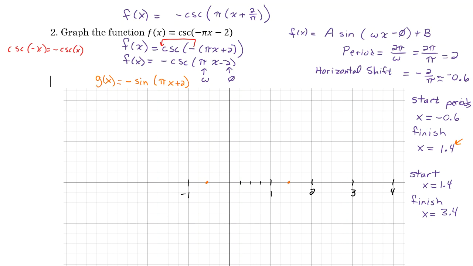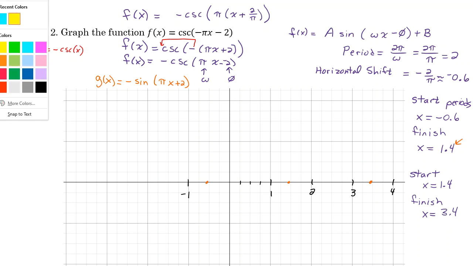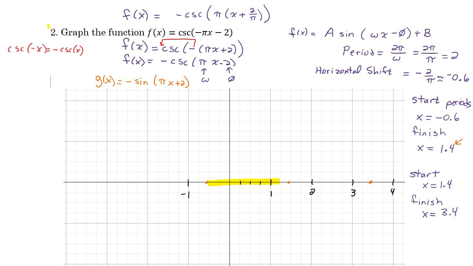Then the next one is going to start at 1.4 and it's going to finish over here at 3.4. So there's going to be 2 periods worth. So let's just look at one period, from here to here. And we're going to break this down into where it's at its high point, low point, and back at 0. Well, we know with sine, it's going to be back at 0 halfway between -0.6 and 1.4.